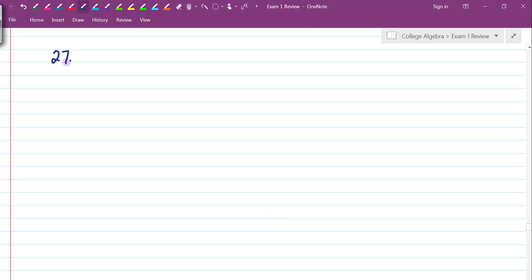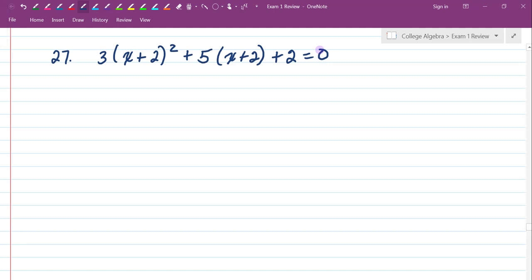27 says I have 3 times (x plus 2) squared plus 5 times (x plus 2) plus 2 equals 0. Okay, so that is my equation. So you'll notice again, this term right here is to the 1st power, and this one right here is to the 2nd power. 2 is twice 1, so we can say this is indeed a quadratic equation.